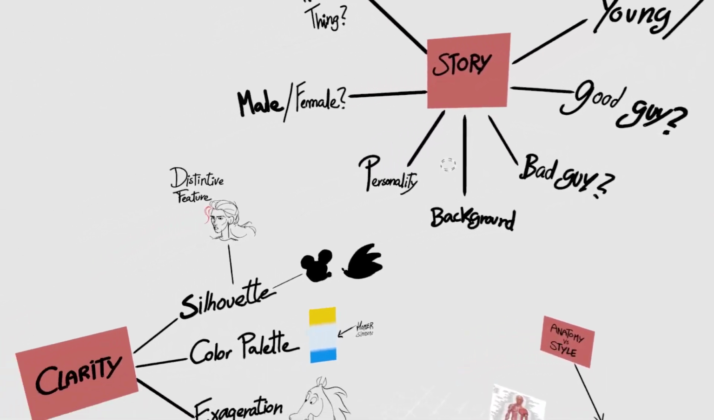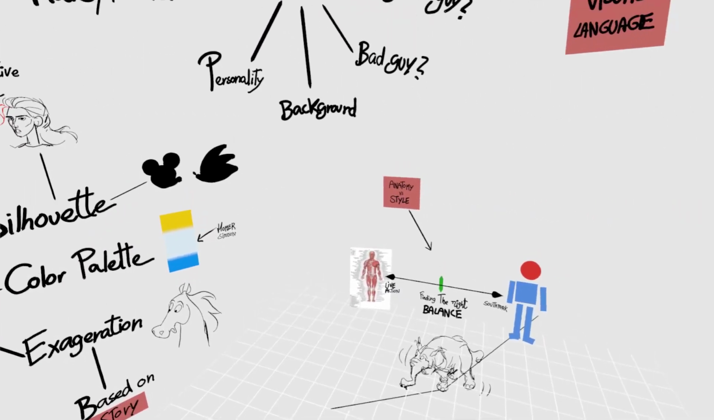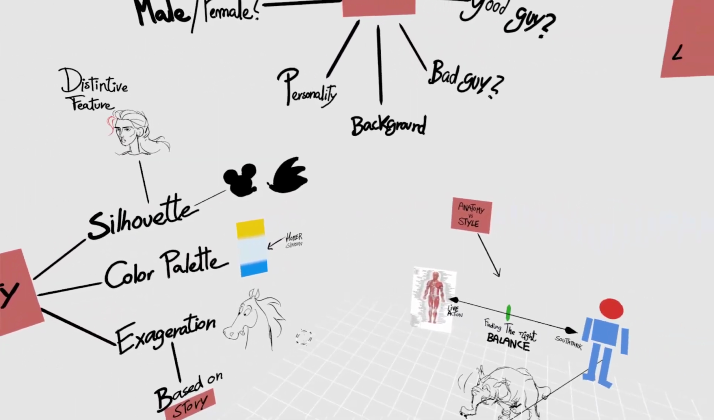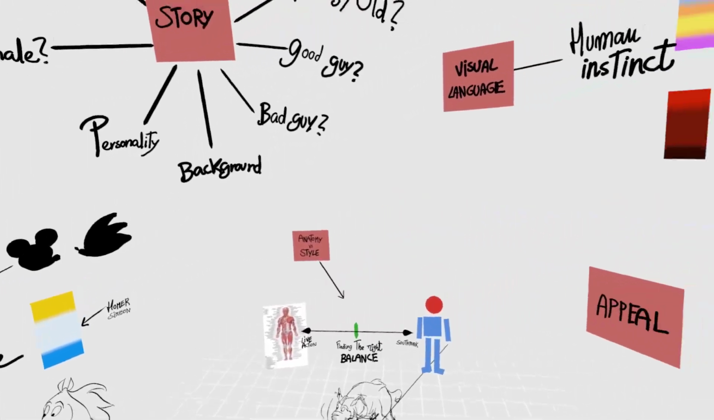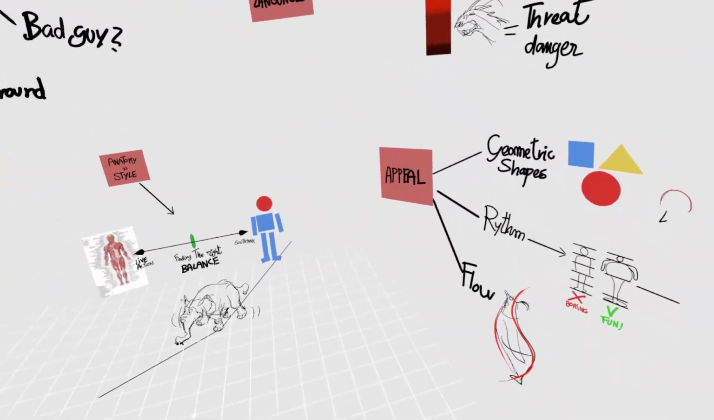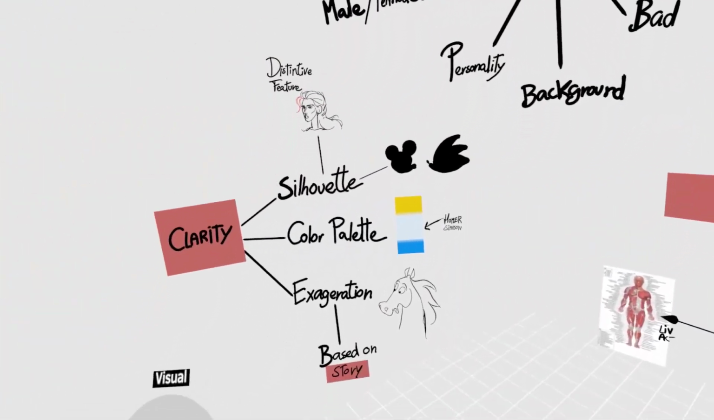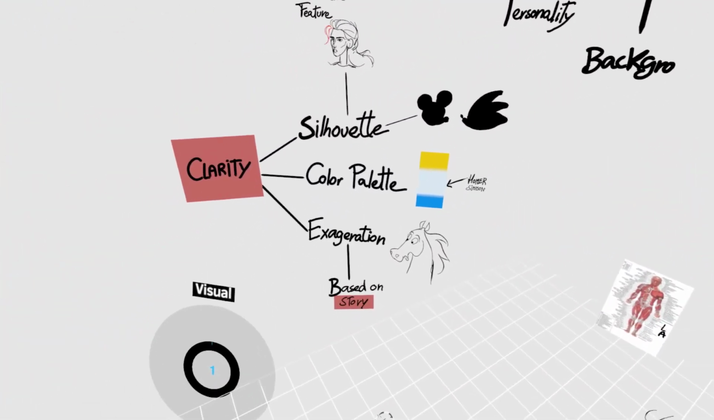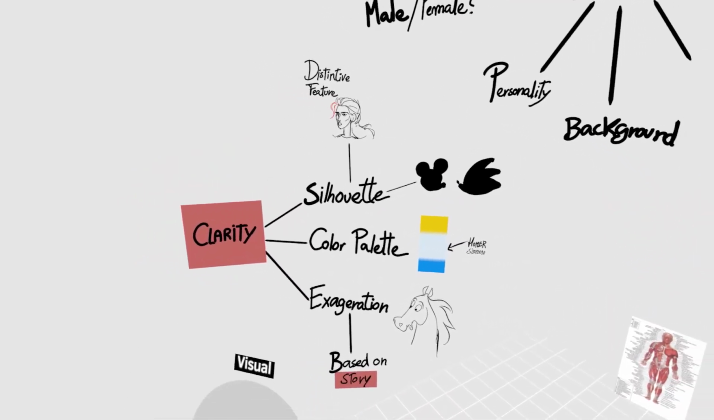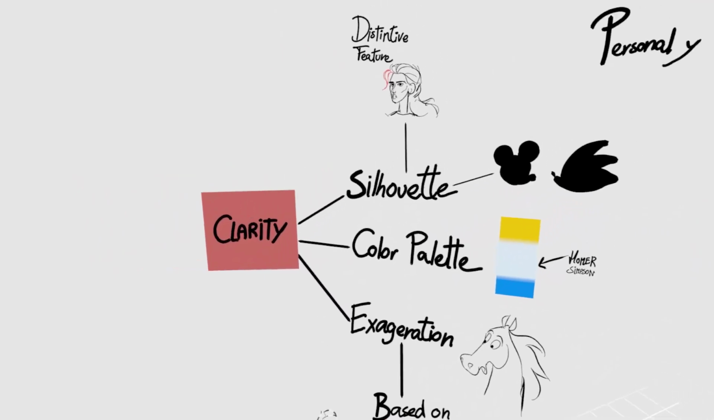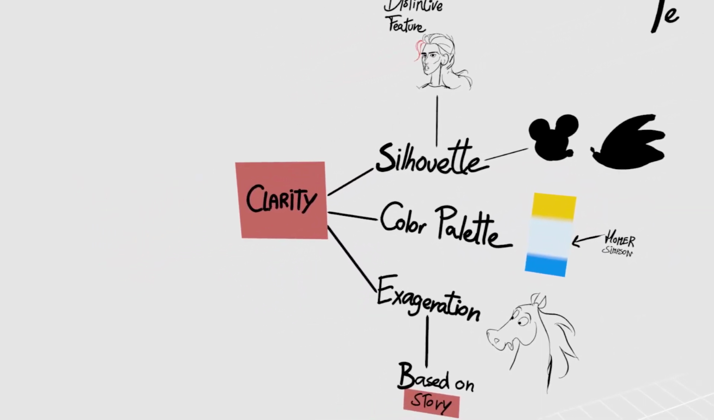These are things that I've been gathering over time and also doing some research. These are all basic concepts that you can find online, but these are things that I apply normally when I try to design my characters. Clarity is a very important thing.